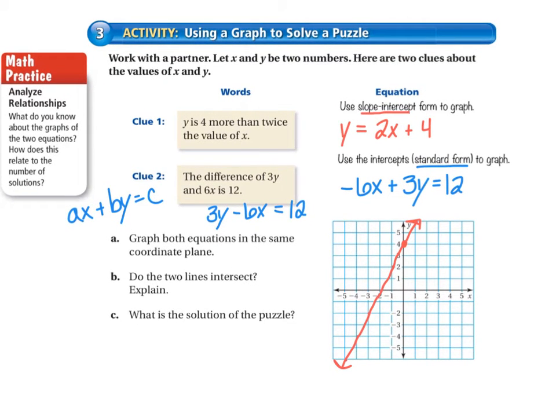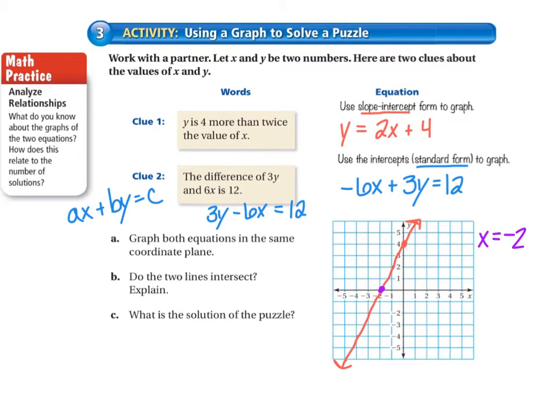plug in 0. So if I want to know what the x-intercept is, for example, I'm going to plug in 0 for y. So if I plug in 0 for y, then that means 3 times y is now 0. Remember, anywhere on the x-axis, the y-coordinate is always going to be 0. So then I've got negative 6x equals 12, and that means x equals negative 2. So I put a dot right here at negative 2 on the x-axis.